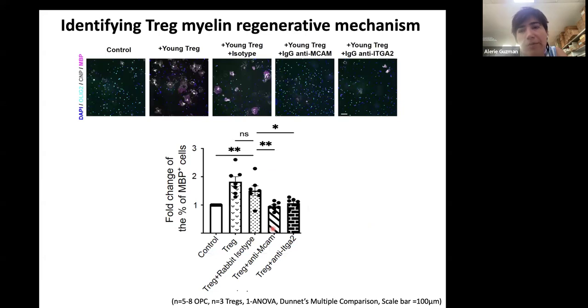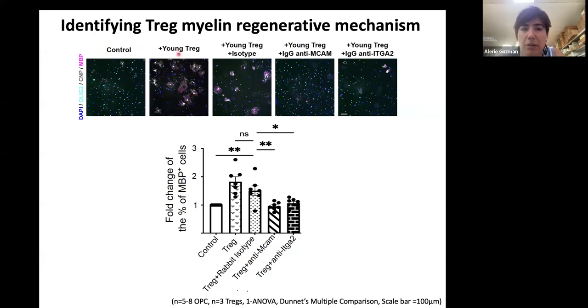And out of these 7 candidates, 2 gave some interesting results. So we did a very simple experiment in vitro in order to see if any of these molecular mechanisms that we identified were involved in the regenerative capacity of Tregs. So we went back to our in vitro models and we took OPCs alone, OPCs with Tregs as our positive control.